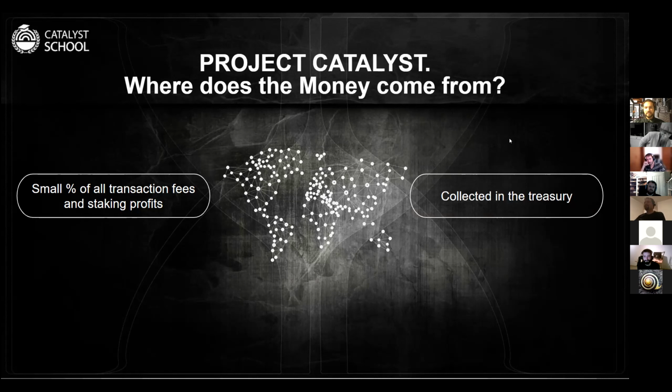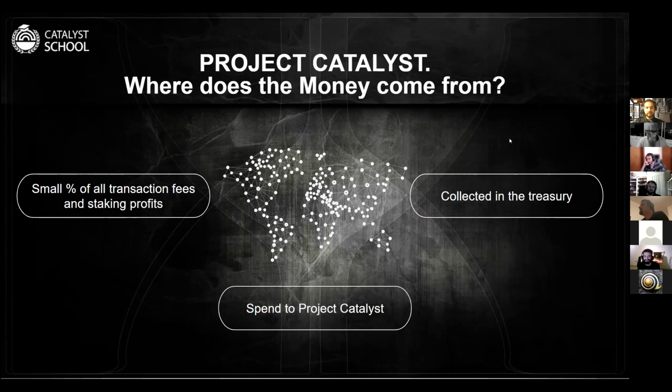And this money is distributed through these funds in Catalyst. So since we have more than $1 billion there, and we are distributing 8 million per fund, we have a long way to go, even if we didn't add anything else here. Any questions yet?